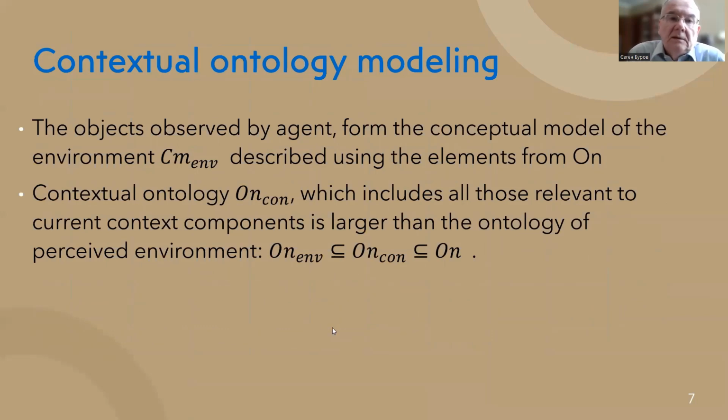First, in level 1 of the JDL model, we are working with the so-called contextual ontology model. Contextual ontology represents objects which are part of the environment in which the intellectual agent is, and it is larger than the environment, because it also includes all other relevant objects not directly represented in this environment.